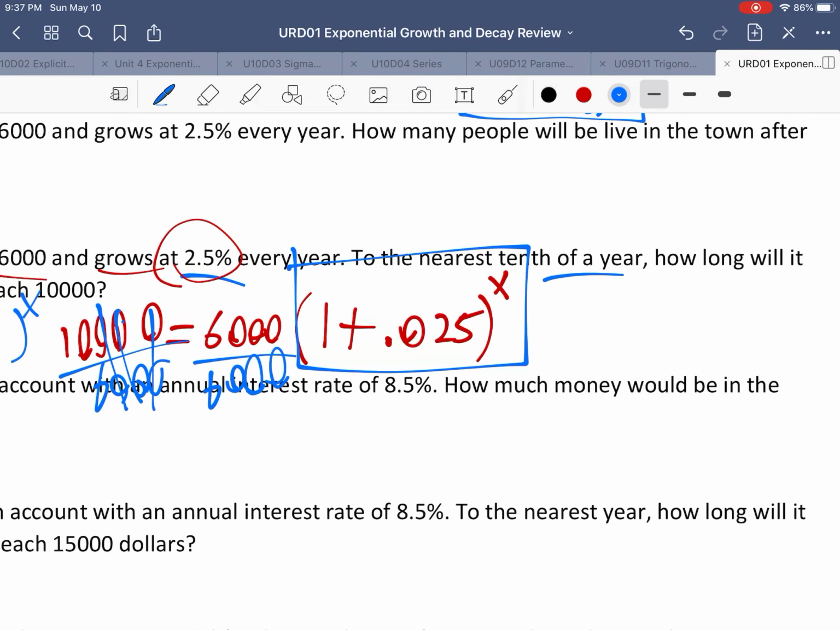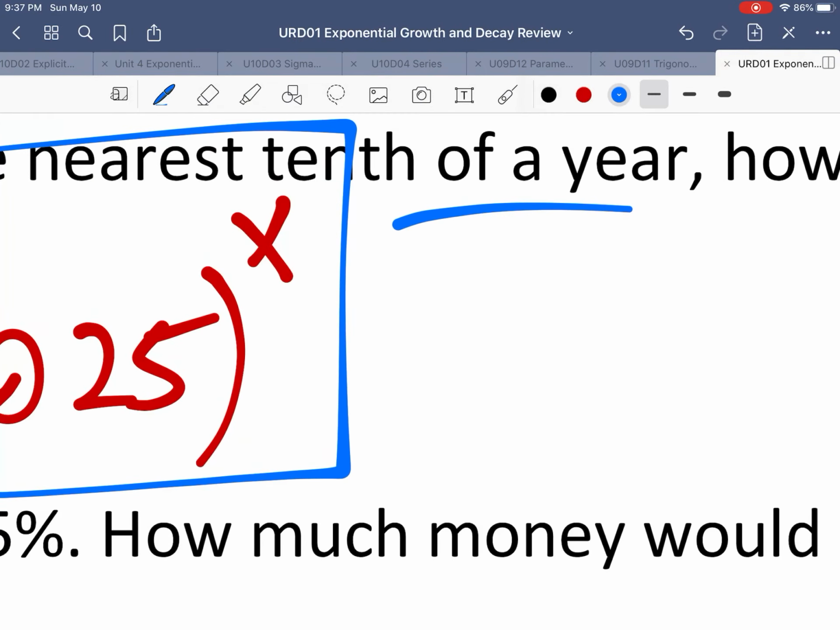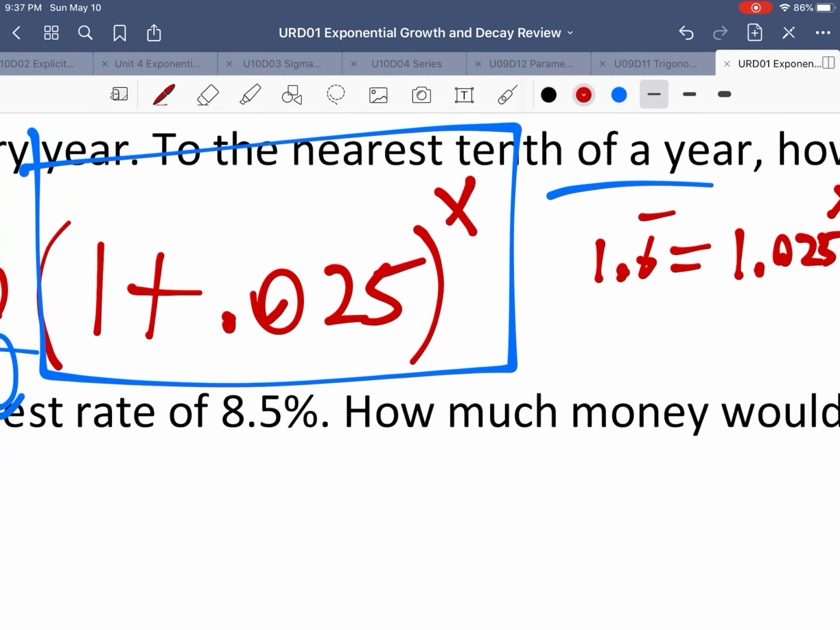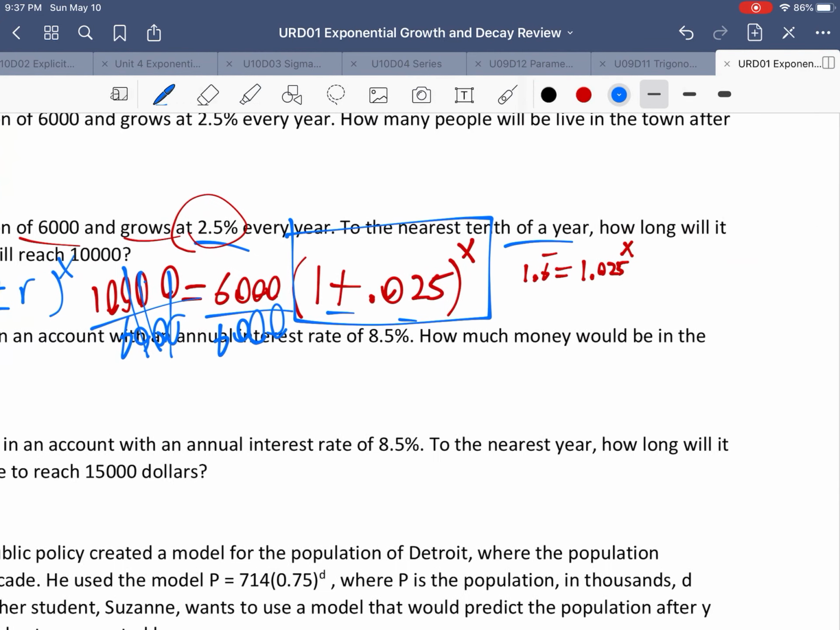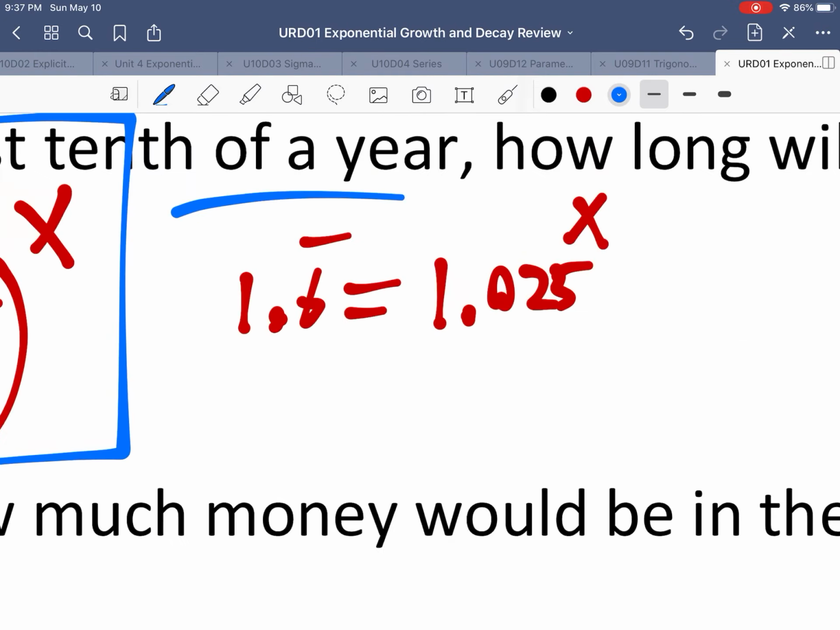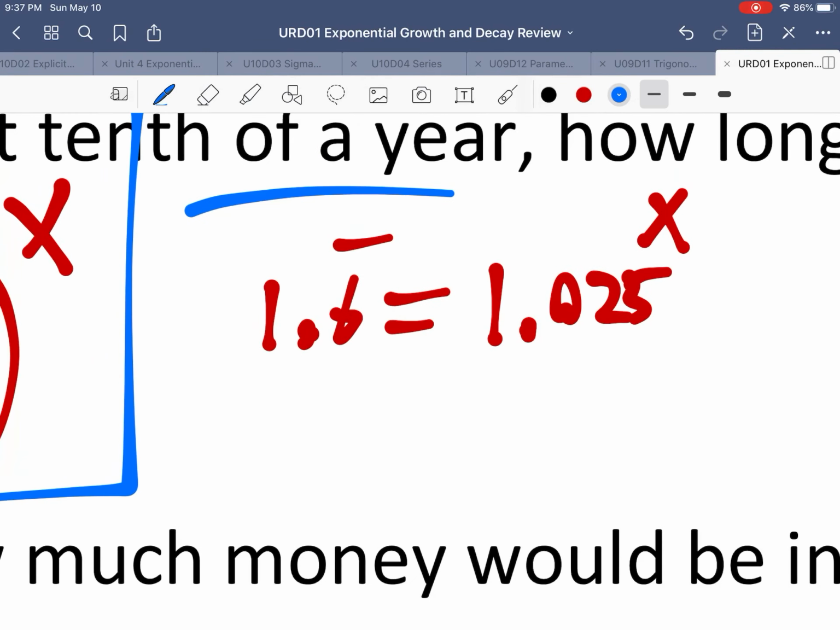So these 3 zeros cancel out, and we have 10 over 6, which is approximately equal to 1.6 repeating, which is going to be equal to 1.025 to the x power. So that is this expression when combined. The 1 and the 0.025 combine to be 1.025. Now we're going to try and get the x by itself.